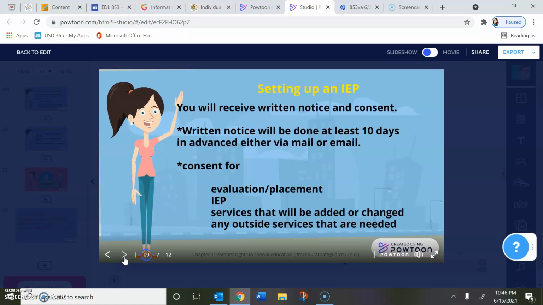Setting up for an IEP, you will receive a written notice and consent. Your written notice will be done at least 10 days in advance, either via mail or email. You can give consent for evaluation and placement for the actual IEP, any services that will be added or changed or may be taken off, and any outside services that are needed for your child's best interest.